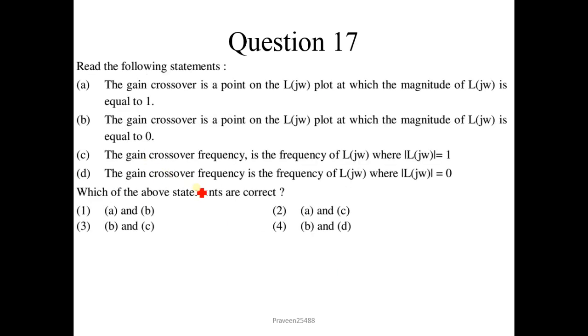Now question number 17. Read the following statements. The gain crossover is a point on the L of j omega plot at which the magnitude of L of j omega is equal to 1. This statement is correct. The gain crossover is a point on the L of j omega plot at which the magnitude is equal to 0. This is not correct. The gain crossover frequency is the frequency of L of j omega where the magnitude of L of j omega is equal to 1. This is also correct, and D is not correct. So A and C are correct. Option number 2 is correct.